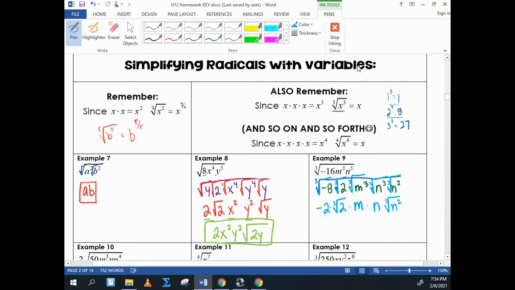All right, super. Now to clean it up again, just multiply everything outside of the radical together. So we'll have a negative 2mn, and then anything under the radical, the cube root of 2n squared. And that is us finished with that problem.